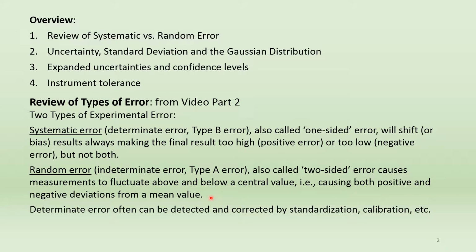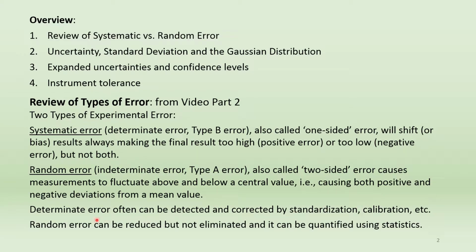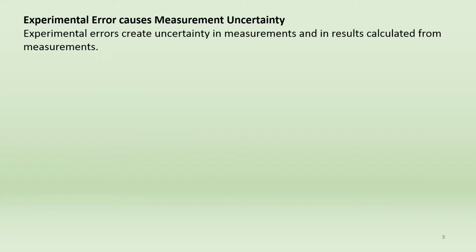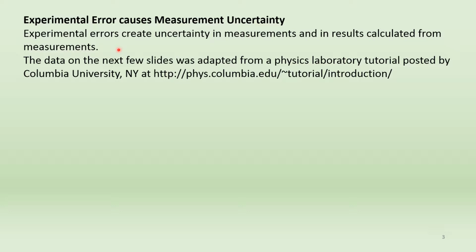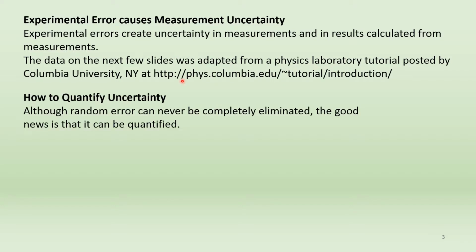Now, determinate error often can be detected and corrected by standardization or calibration, etc. Random errors can be reduced, but never eliminated, but they can be quantified using statistics. So the various types of experimental error that we've been discussing will create uncertainty in our measurements and in the results calculated from those measurements. Now, the data on the next few slides was adapted from the website below, which was quite helpful.